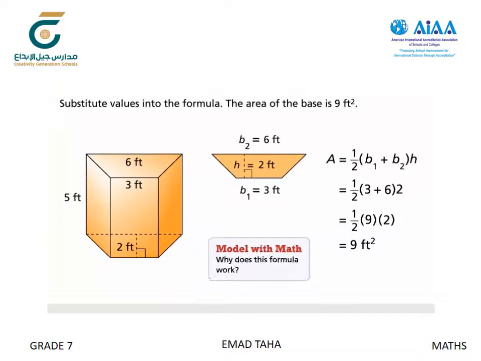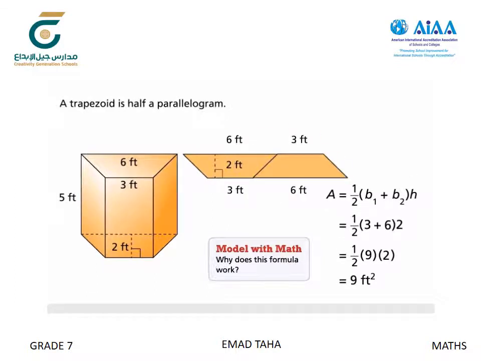Why does this formula work? Remember that you can think of a trapezoid as half of a parallelogram. The base of this parallelogram is the sum of the 2 bases of the trapezoid, and the height of the parallelogram is the same as the height of the trapezoid.